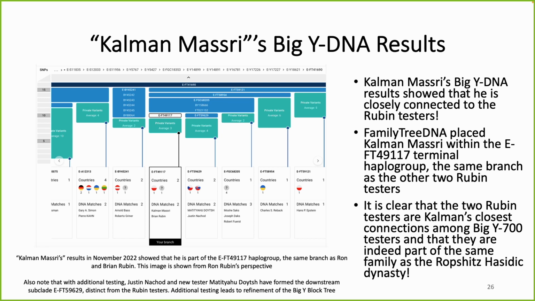It's just very interesting. And this just goes to the point that, as more people take tests, we're going to see even more differentiation and more of the tree will come alive, basically, and new branches are going to form. It's not just in the Rubin line. It can be in adjacent lines like the Nachod line.